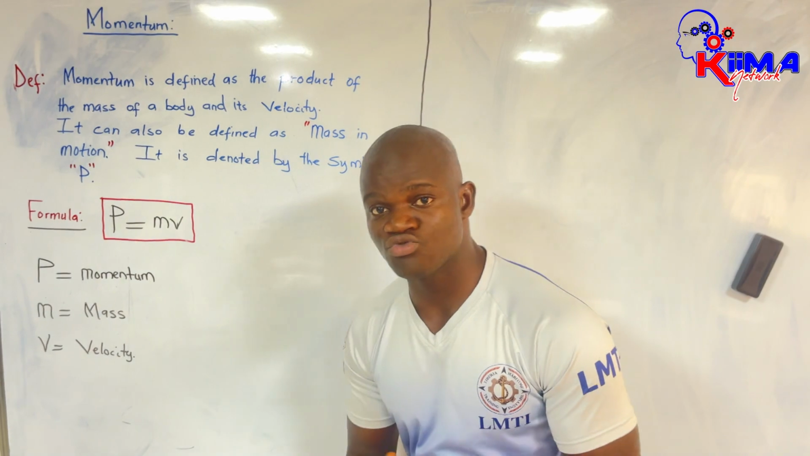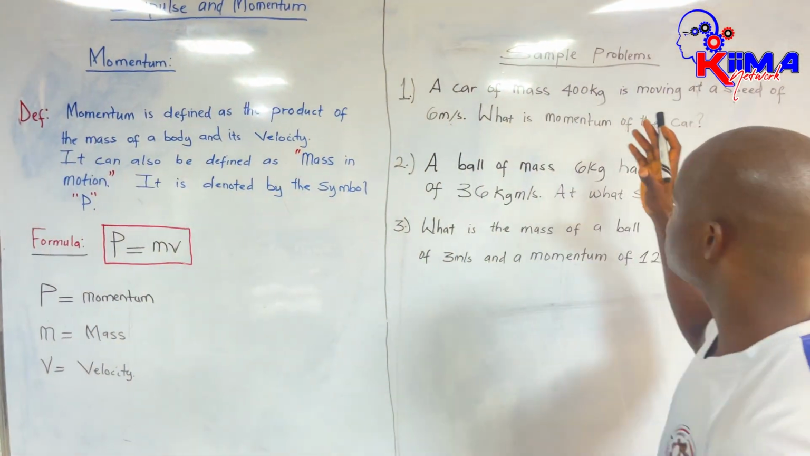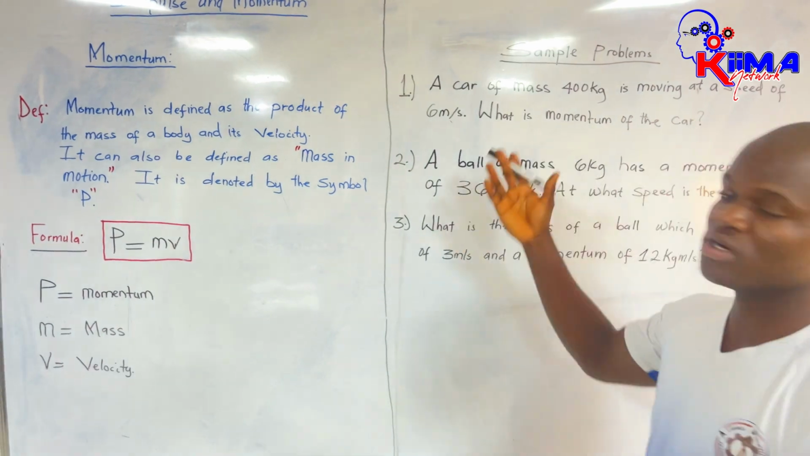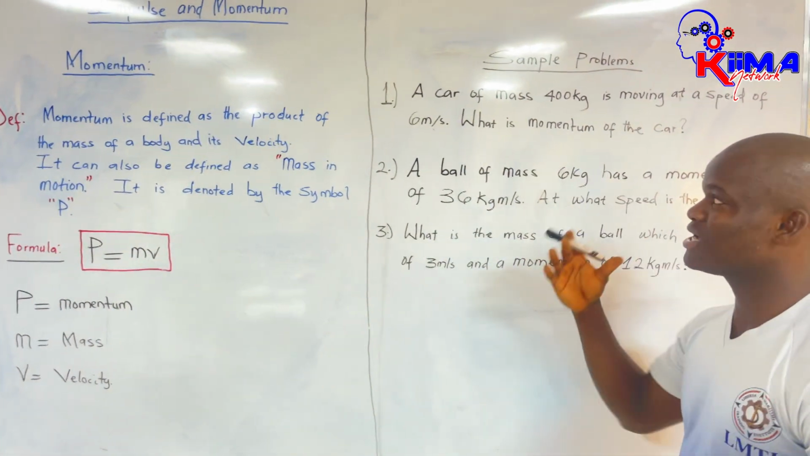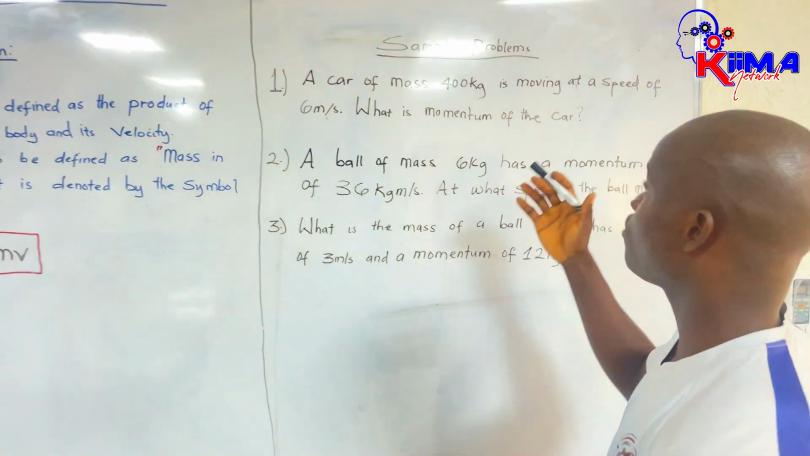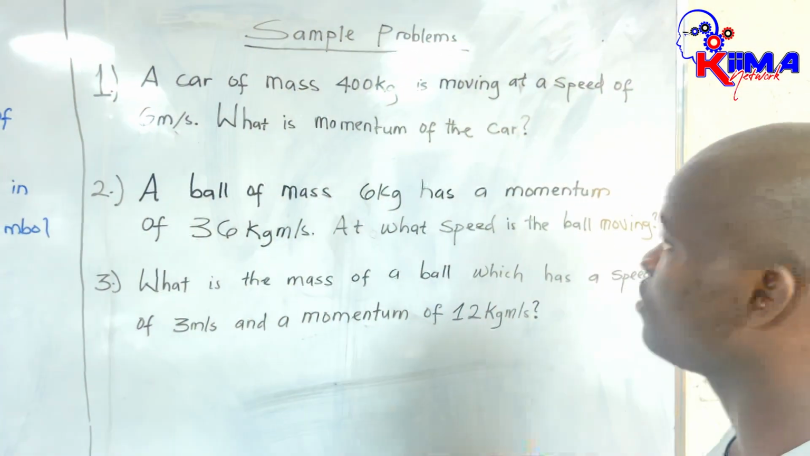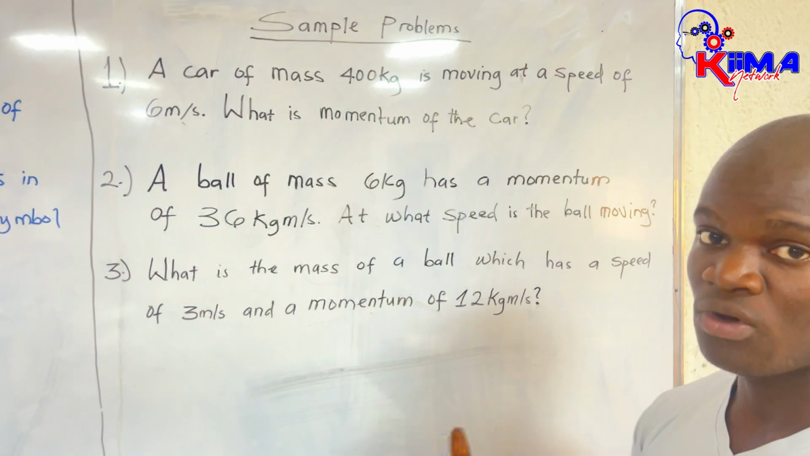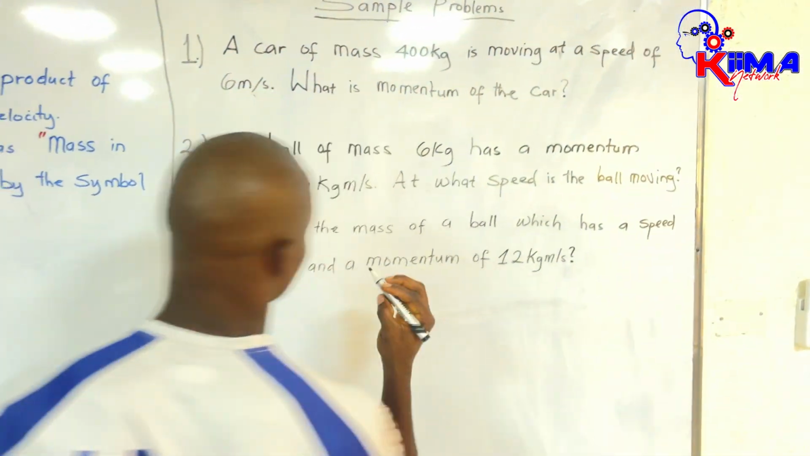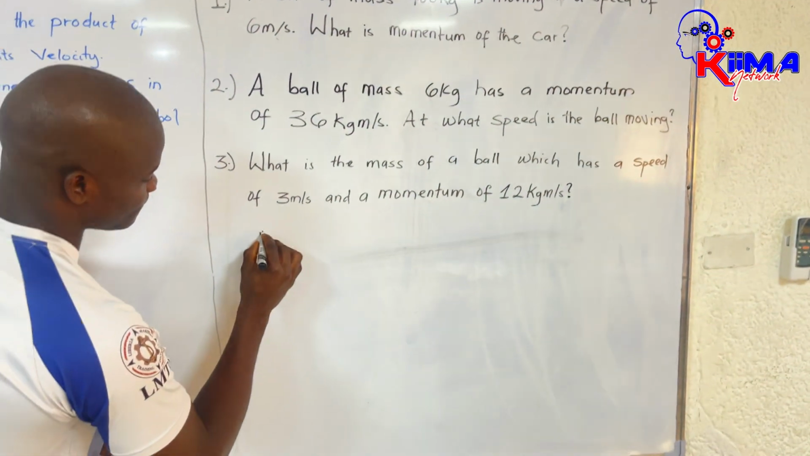So we will be going through a simple problem on impulse and momentum. We will be solving these sample problems. Beginning of question number 1. The question says a car of mass 400 kg is moving at a speed of 6 meters per second. What is the momentum of the car? So we first collect our data.